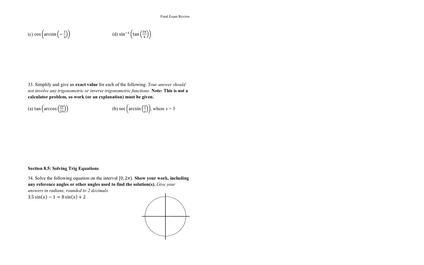Okay, starting with 32C, we have cosine of arcsine of negative 1/2. So arcsine is just another way of saying sine inverse. So we could rewrite this as cosine of sine inverse of negative 1/2. So next we need to figure out where on our unit circle our sine function will give us this value here, like what angle that is.